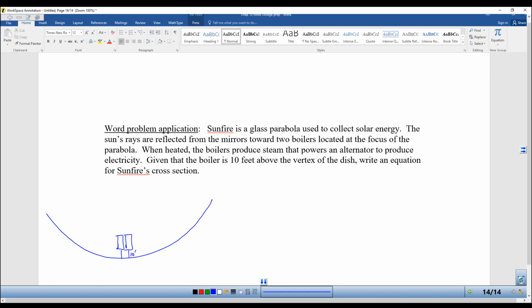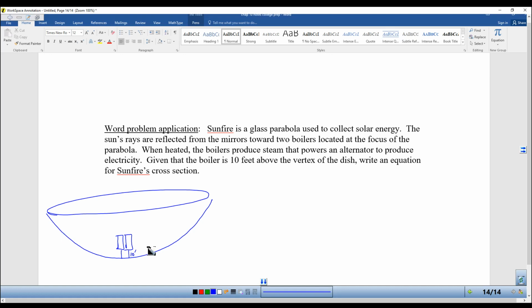above the vertex of the dish, write an equation for the Sunfire's cross-section. So a cross-section is like if you were going to slice something. It means you want to see a flat two-dimensional picture of something that's actually three-dimensional, which of course is what we've been doing all the time because we're drawing them on a piece of paper. So even though this is a giant dish, we're just going to look at the cross-section of it.